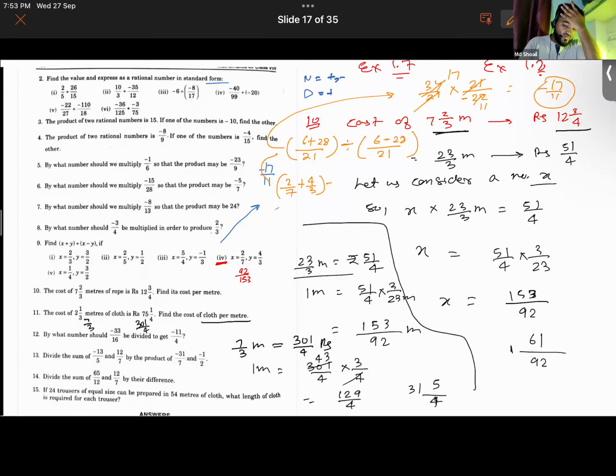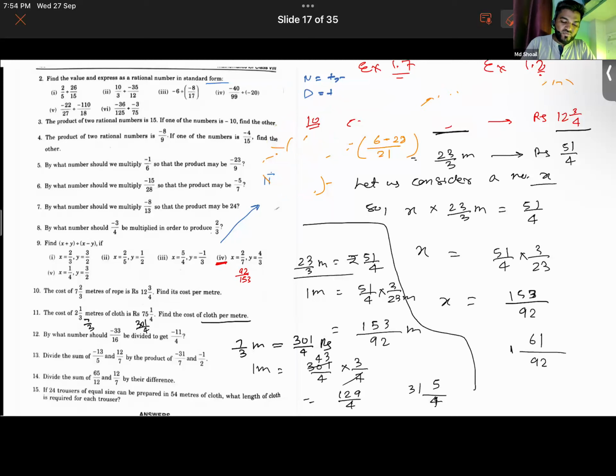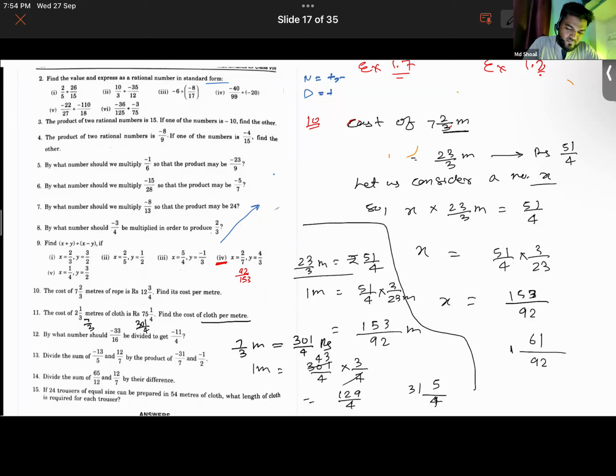Now, Ahmed, also look at the solution of question number 10 and 11. So here in the two questions, what we were doing, Arham? Explain what we are supposed to do. So the cost of 1 meter will become x. We just change the mixed fraction into improper fractions. And then x multiplied by 23 upon 3 equals 51 upon 3, and we'll transpose the 23 upon 3 and solve it. That's what we did here.